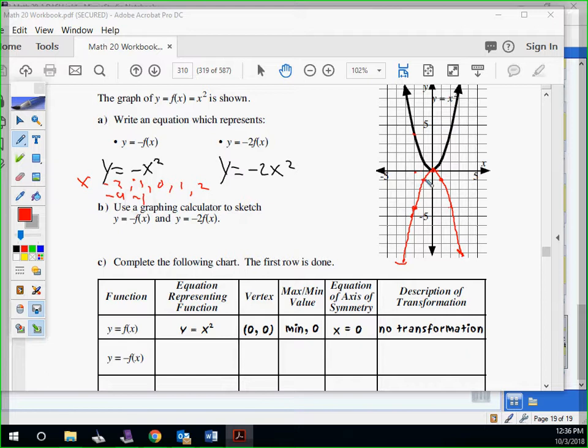0 squared is 0, negative is 0, so that stays at 0. That's why it's sharing this point. 1 squared is 1, negative 1. That's right, it's right there. 2 squared is 4 with a negative, negative 4. That's why it's right there, okay? So that's where those points are coming from.